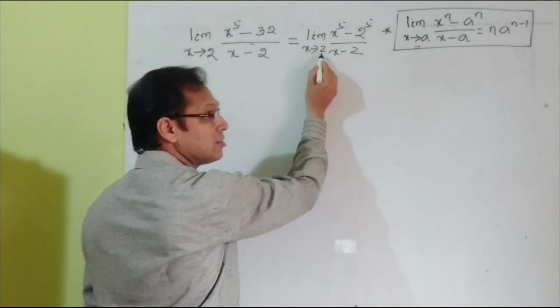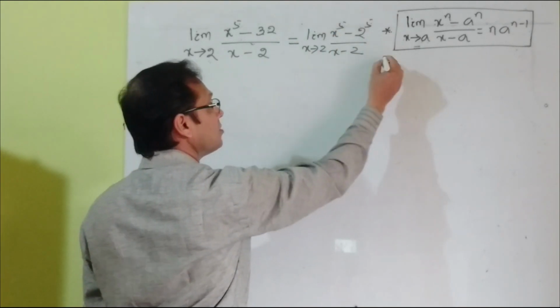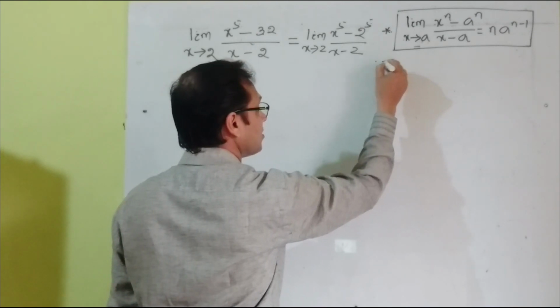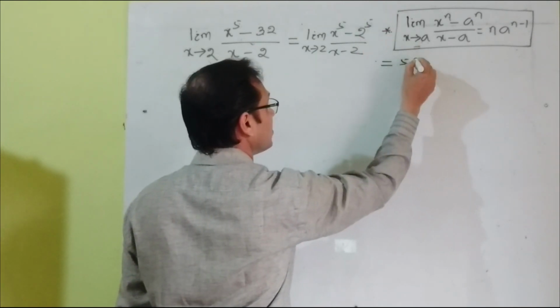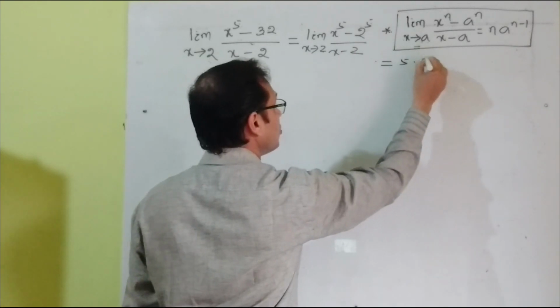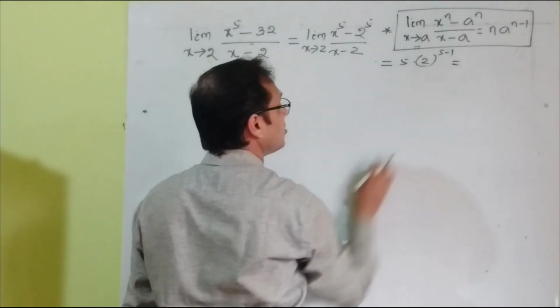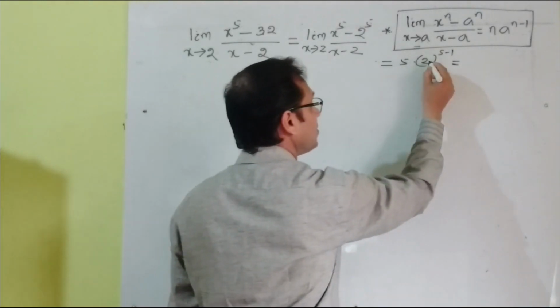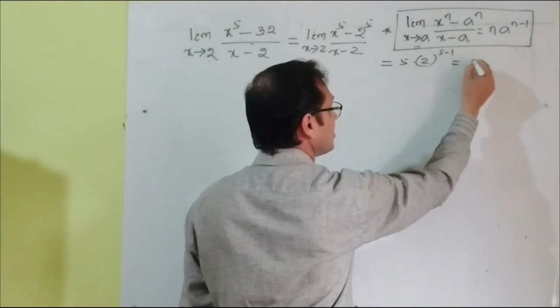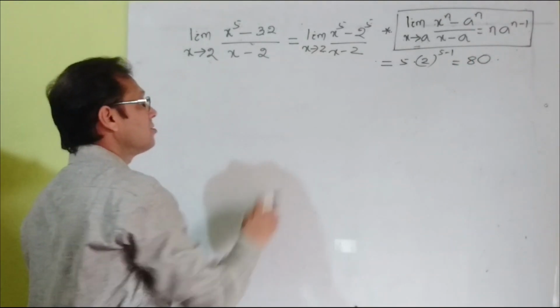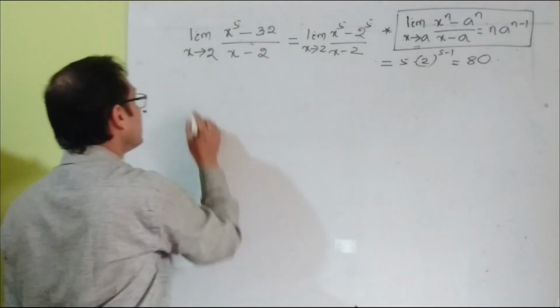Here a is 2 and n is 5, so the result is n a to power n minus 1, that is nothing but n is 5 into a is 2 to the power 5 minus 1. What is the result? 5 into 2 to the power 4, that is 16. 16 into 5 is equal to 80. Okay, so likewise you can evaluate the limit.